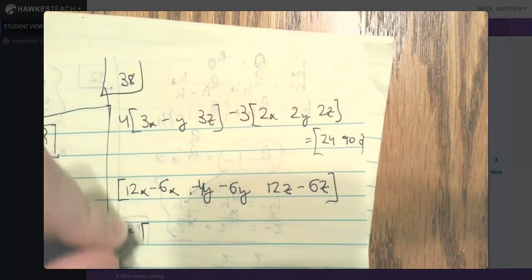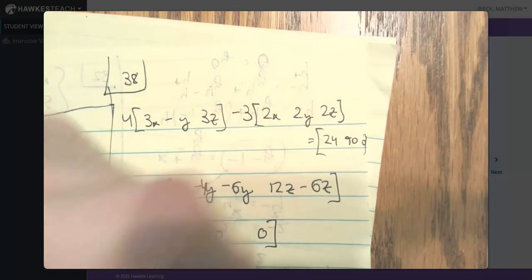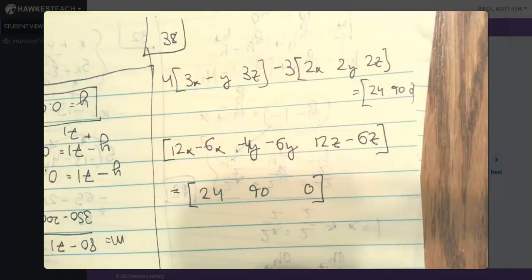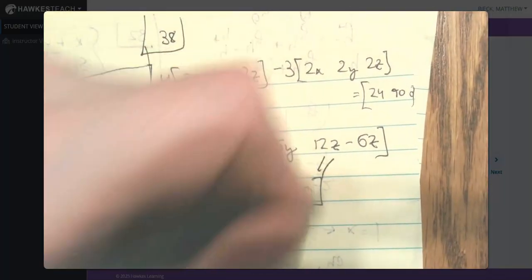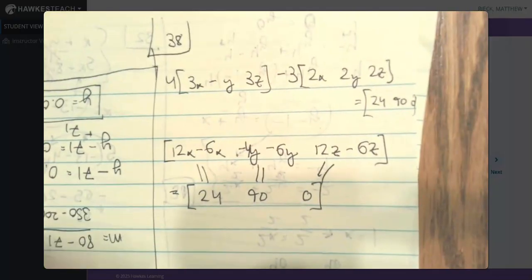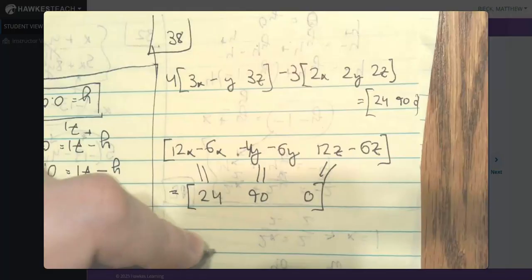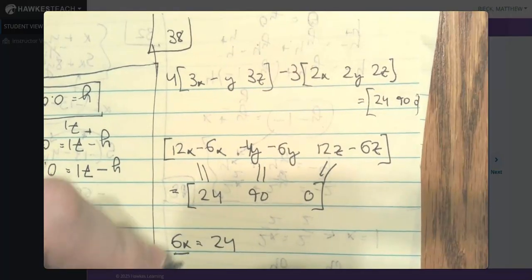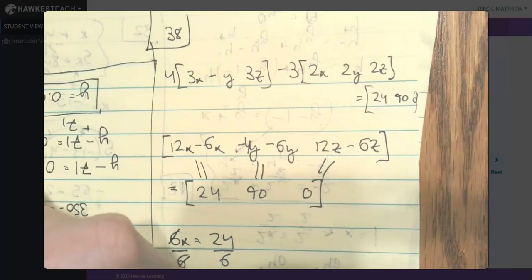And this is going to equal 24, 90, and 0. Alright, so then we can just set each entry equal to the corresponding entry of our matrix there. So we have 12x minus 6x, so that's going to be 6x, and that's going to equal 24. So we can divide both sides by 6. We end up with x equals 4.